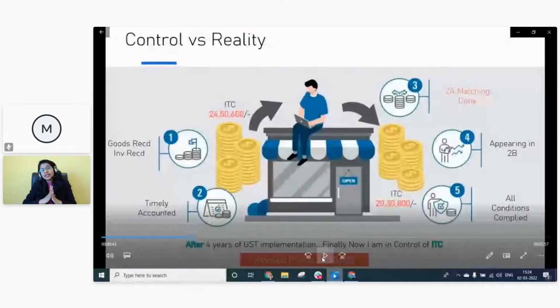Many times you may see that the ITC is coming and reflecting in your GSTR 2A, but this is not reflecting in your GSTR 2B. And you may always face this problem. Should I go ahead and claim ITC or should I not claim ITC? And why is this even happening?